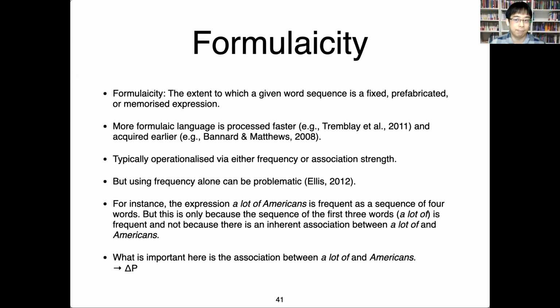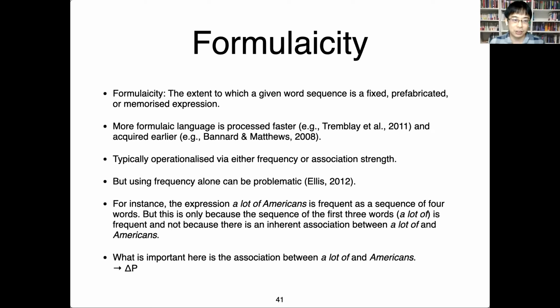Now, formulaicity is the extent to which a given word sequence is a fixed, prefabricated, or memorized expression. More formulaic language is processed faster and acquired earlier than less formulaic language. Formulaicity is typically operationalized by either frequency or association strength, but using frequency alone can be problematic. For example, the expression "a lot of Americans" is quite frequent, but it's only because the first trigram, "a lot of," is frequent, and not necessarily because there's an inherent association between "a lot of" and Americans.